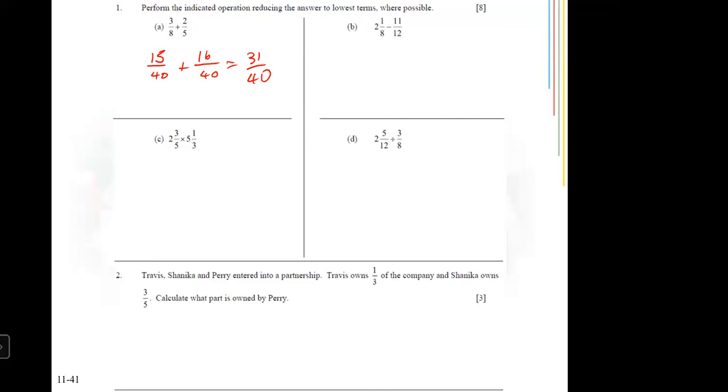In the case of number 1B, we have 2 and 1/8 minus 11 over 12. So the common denominator there. Now, what we could do is convert that first one to 17 over 8 minus 11 over 12. And the common denominator would be 24.